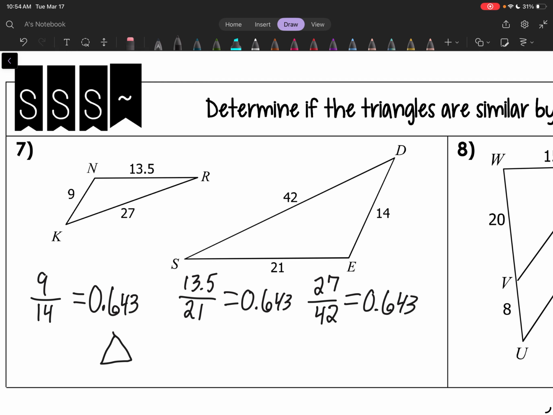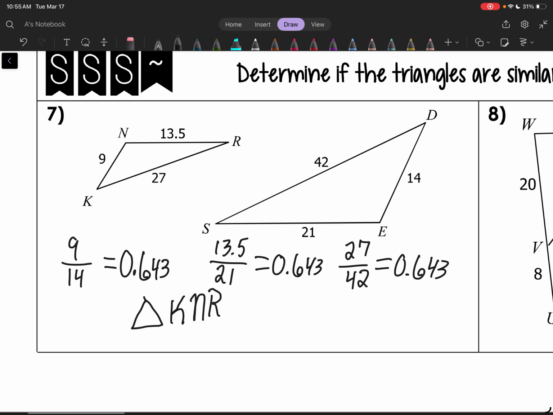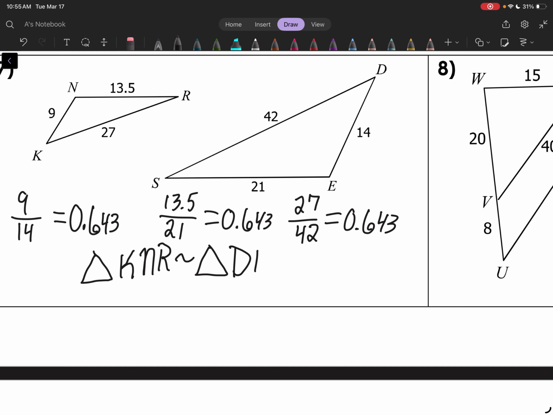Triangle KNR. That was a terrible R. Now notice I went from starting at K, lowest side, middle side, highest side. I need to follow that same pattern on the right triangle. It's similar to triangle DES. Finished.